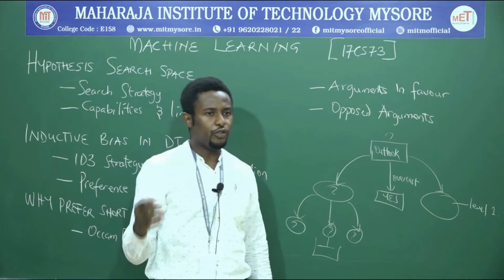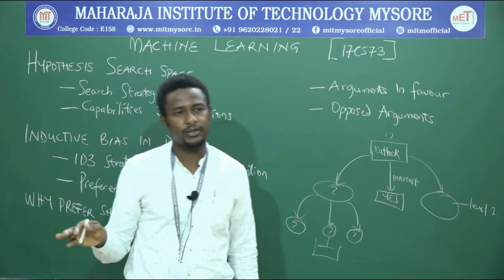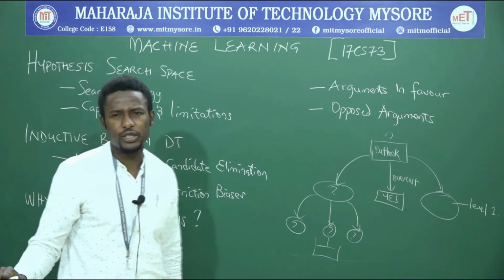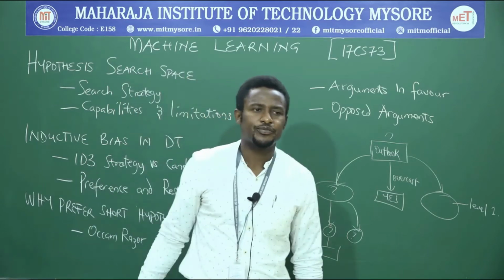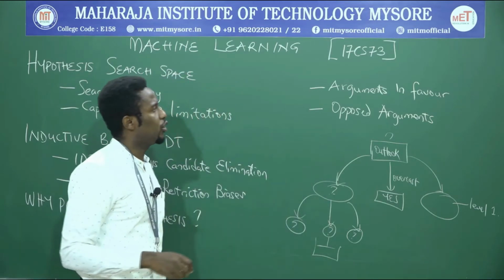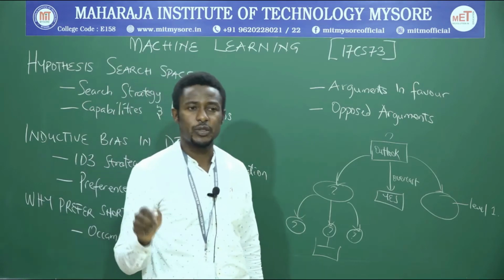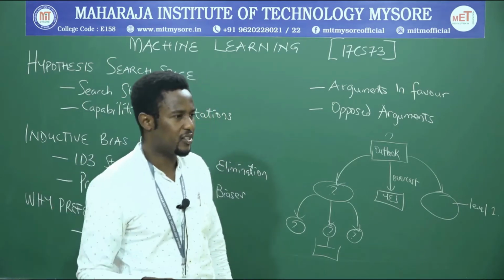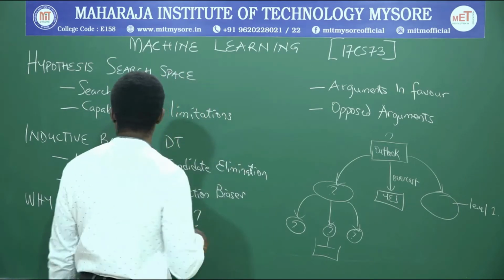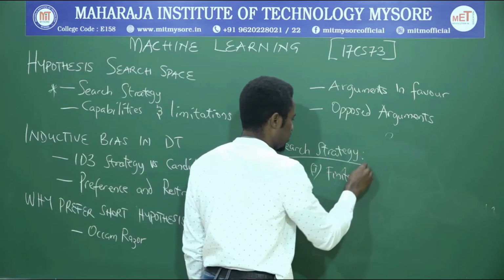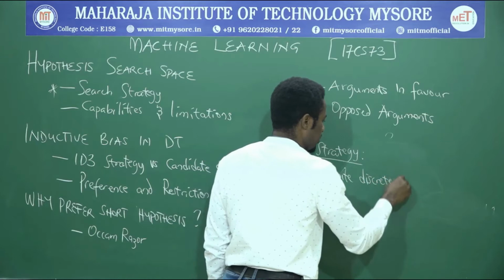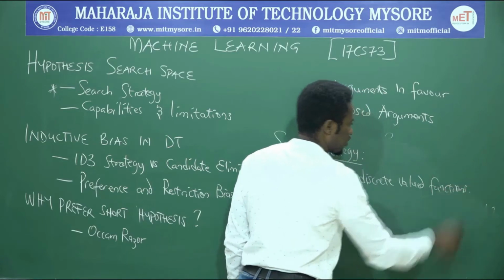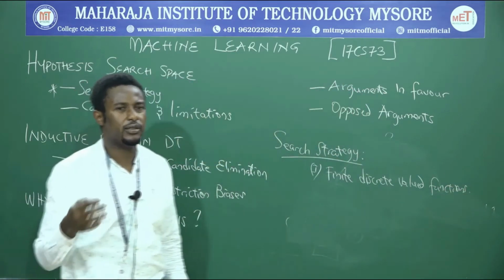Now, if you view this in terms of each search space and search strategy, there are some insights which you can draw from ID3. So first point, the search space of ID3 is a complete space of finite discrete valued functions. So finite discrete valued functions that represent what? Sets of all possible attributes.